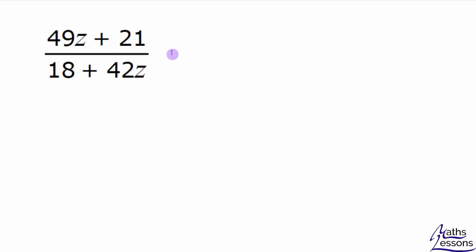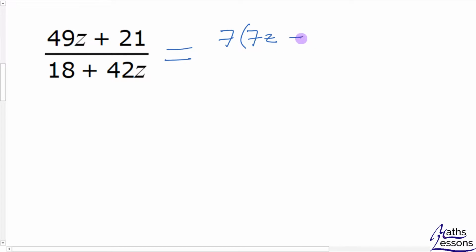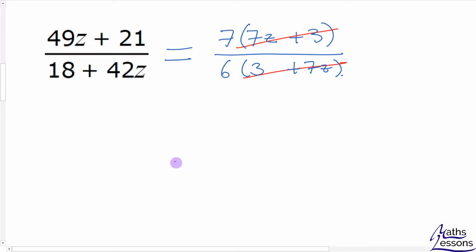Right, so let's factorise this one, just like we did last time. Common factor here is 7. 7 times 7z will give you 49z, and 7 times 3 will give me 21. 6 into this goes 3, and 6 into this goes 7, so we've got 7z. So what you'll notice is I've got 7z plus 3 and 7z plus 3, just written in a different order, on top and bottom. And I can cancel those down. So I'm just left with 7 over 6.